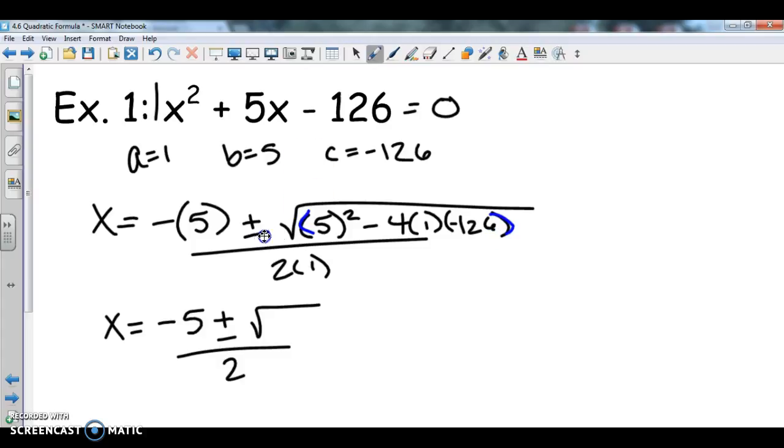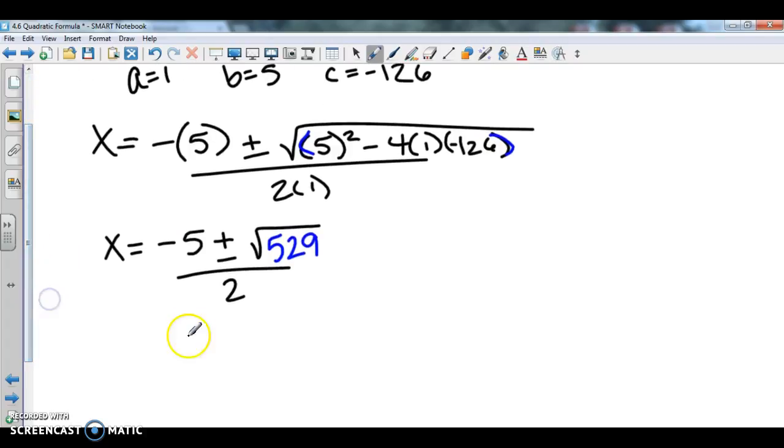Okay, so when I plugged in my calculator, I got 529. And then we have to deal with the square root of 529. First of all, you should see if that's a perfect square by typing the square root of 529 in your calculator, which it is. So that's 23. So I'm going to write x equals negative 5 plus or minus the square root of 529, which is 23, all over 2.